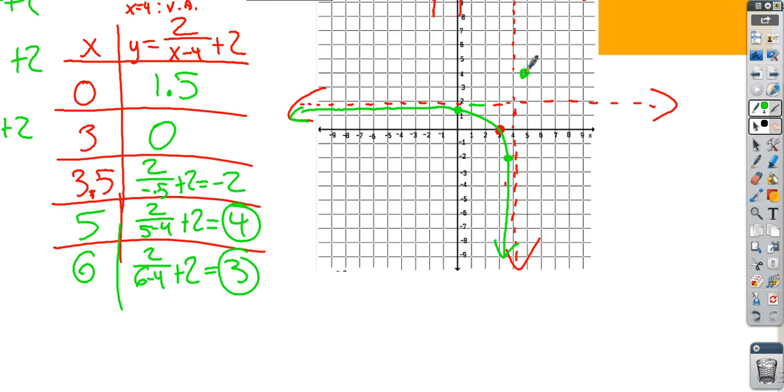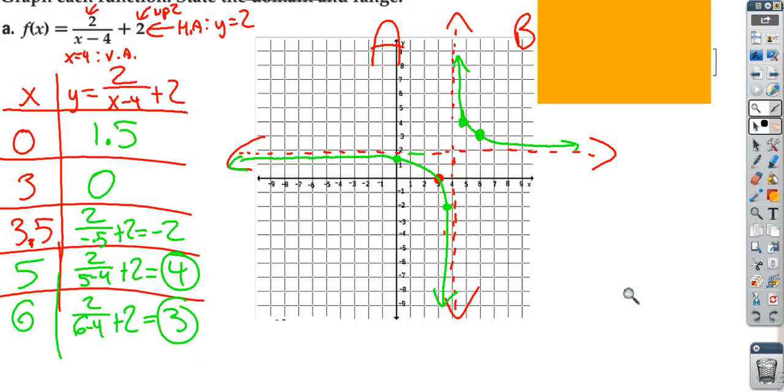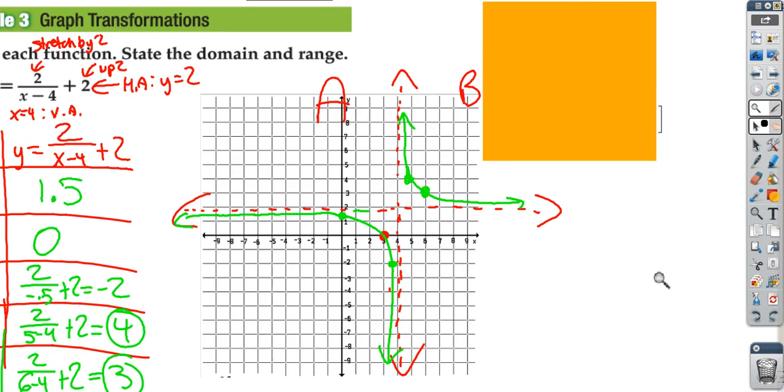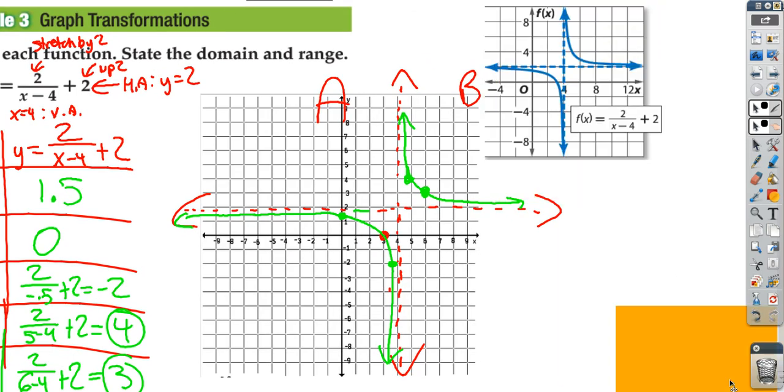So there's 5, 4, and there is 6, 3. And you can see exactly how it's going to go. If you connect the lines, that's the only way to connect those lines and have them respect those asymptotes. Okay, so it looks like we've shifted to the right 4 and up 2, and it's slightly more stretched out than it would normally be. So that's actually what the picture looks like right there.